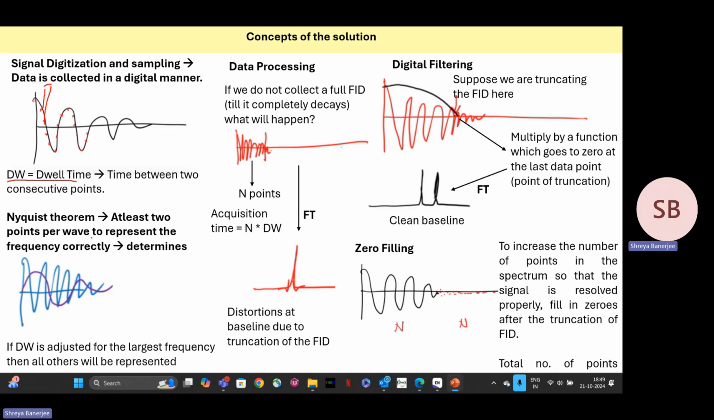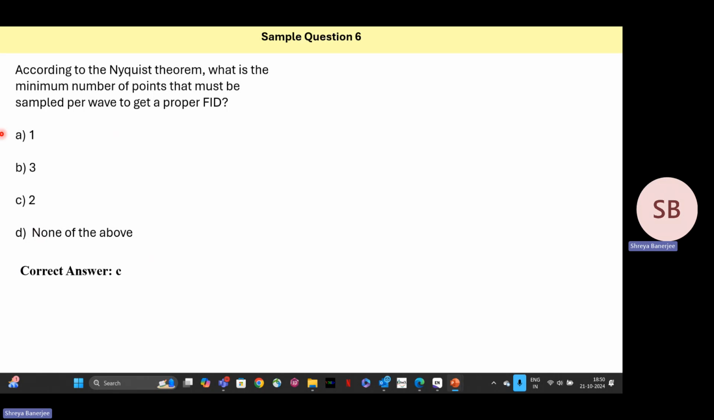The Nyquist theorem says that there must be at least 2 points per wave to represent the frequency correctly. If you have multiple waves, you can see here one wave is shown in purple, one wave is shown in blue. We must have at least 2 points per wave to represent the frequency correctly. That is your Nyquist theorem, and that is what this question is asking. So the minimum number of points sampled per wave must be 2, that is option C.